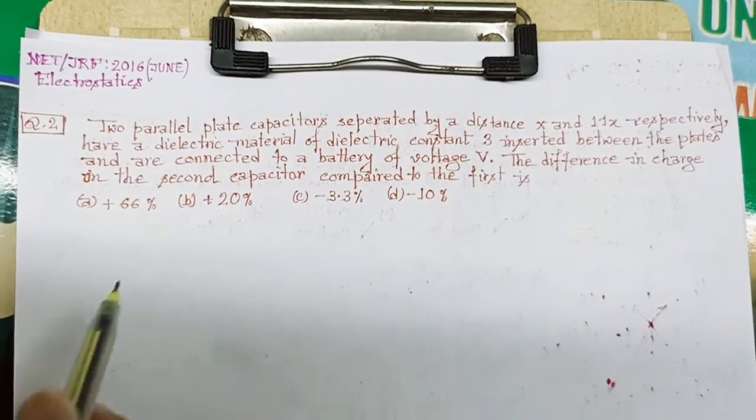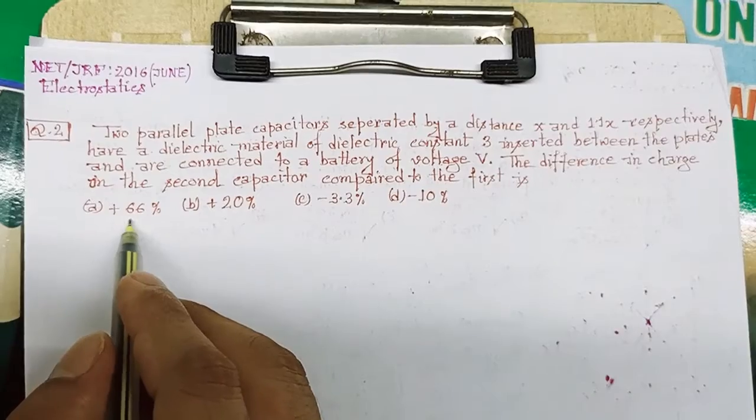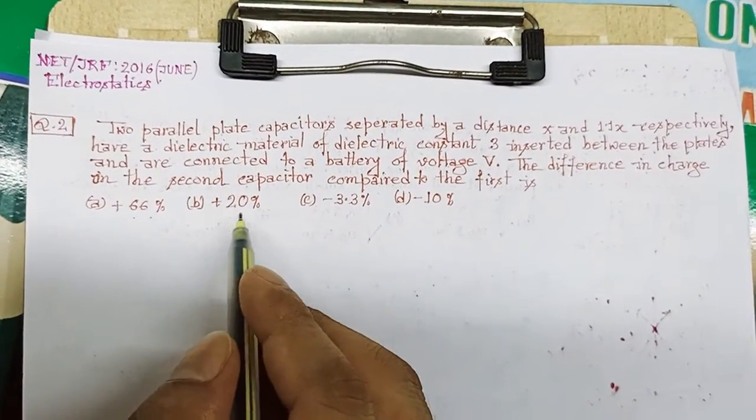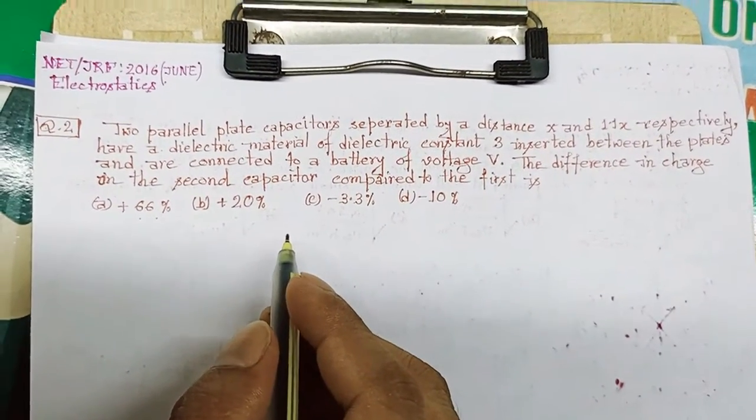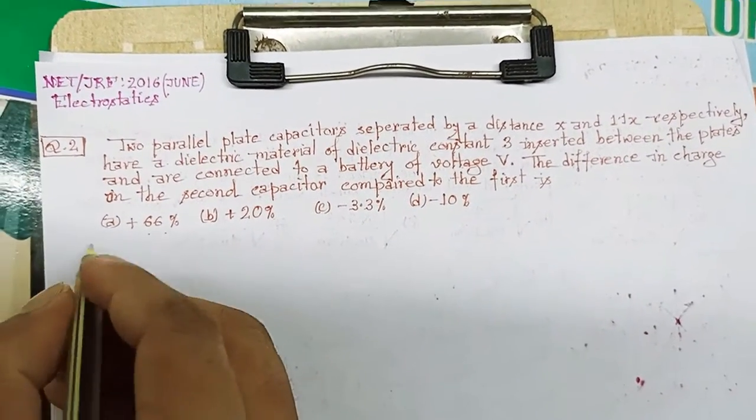on the second capacitor compared to the first will be equal to: first option is plus 66%, second option is 20%, third option is minus 3.3%, and option D is minus 10%. So let's solve this question.